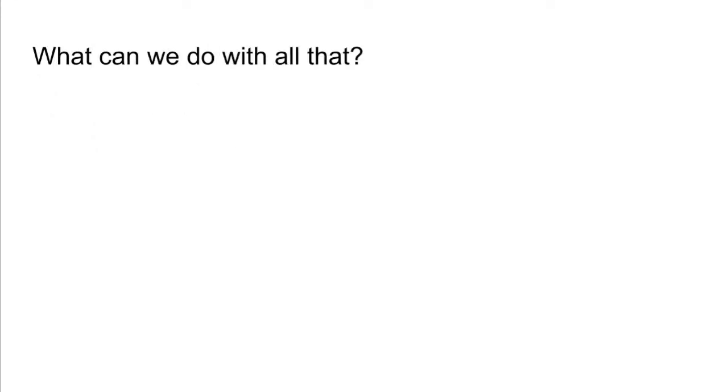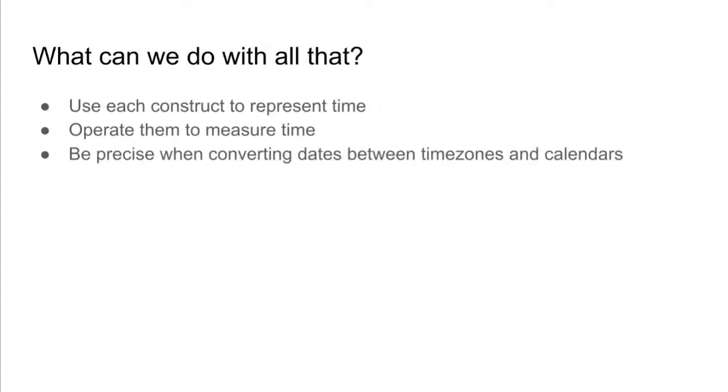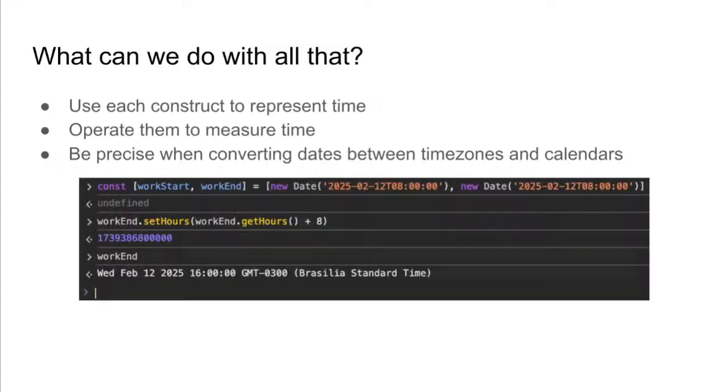And what can we do with all that then? Each construct we use, we can use to represent time. We can operate on them to measure time. We can operate between the constructs, and we can be precise when converting dates between time zones and calendars. That's the main goal. The interoperability between the constructs is the key feature of the whole Temporal thing.